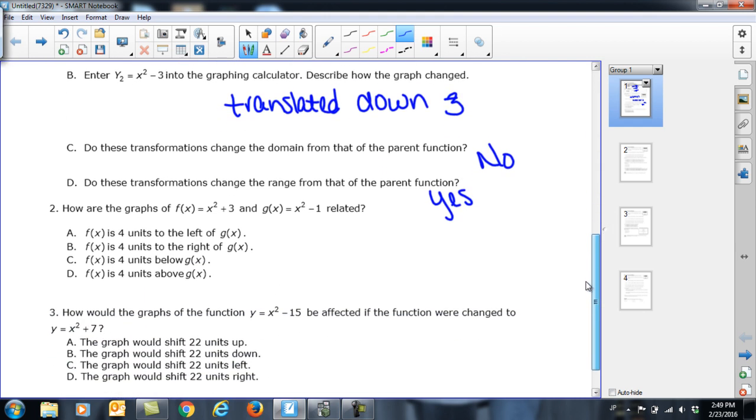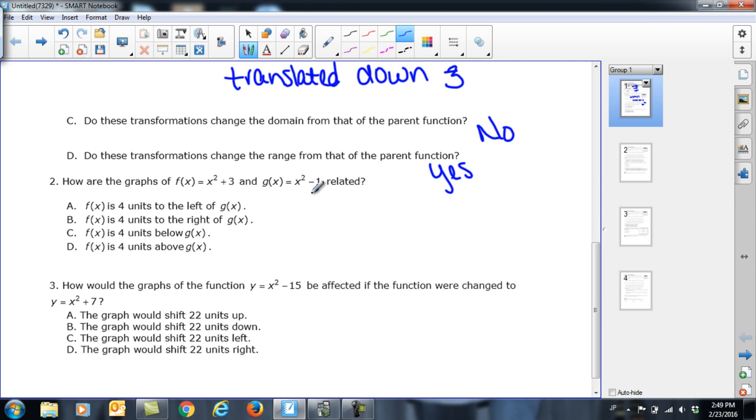So here's the next question. I've got x squared plus 3 and x squared minus 1, and I want to know how they're related. And all they're going to do is give it to me in terms of f of x and g of x.